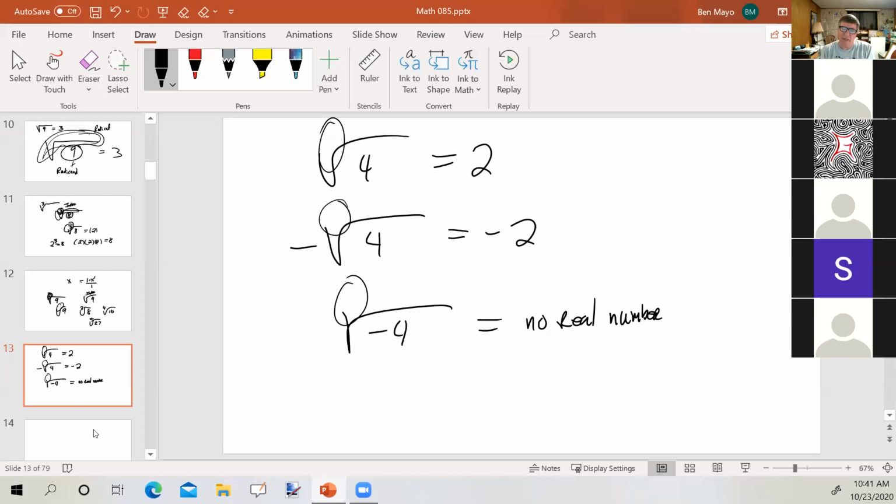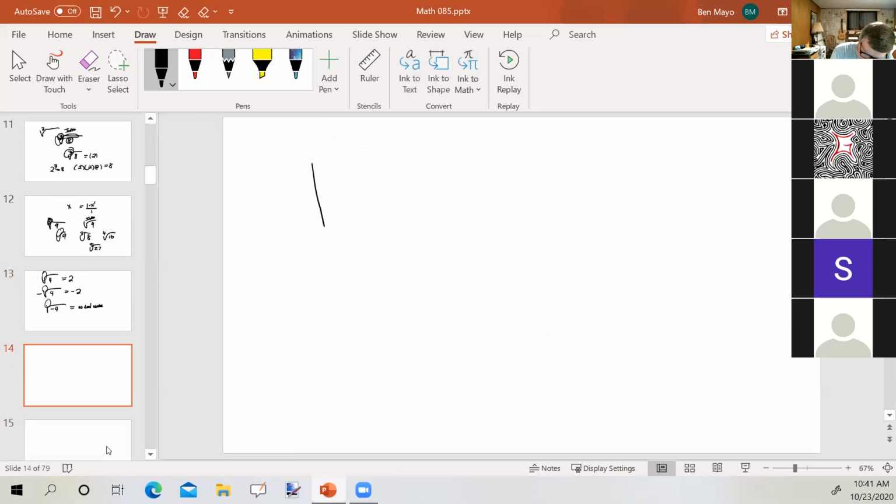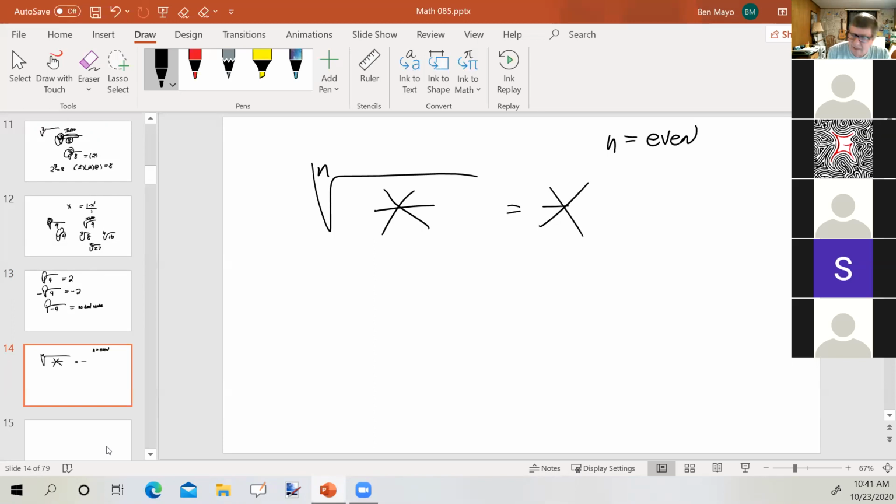Now, let me back up a little bit. Earlier I said, when you take a square root, or in general, when you take an even root of a number, you can't get a negative answer. Now I'm saying you can't take an even root of a negative number. So if I've got this, and I'm going to say n is my index, if n is even, okay, so it's 2, 4, 6, 8, 10, 12, whatever, I can't have a negative number inside, and I can't have a negative answer. So the radicand can't be negative.